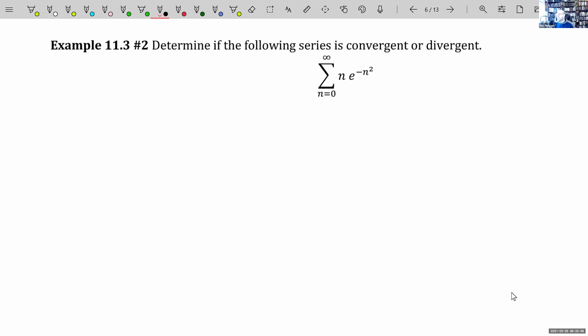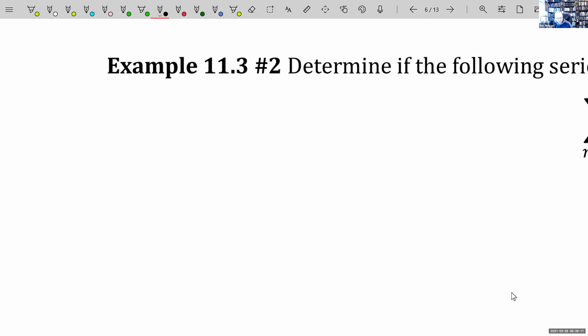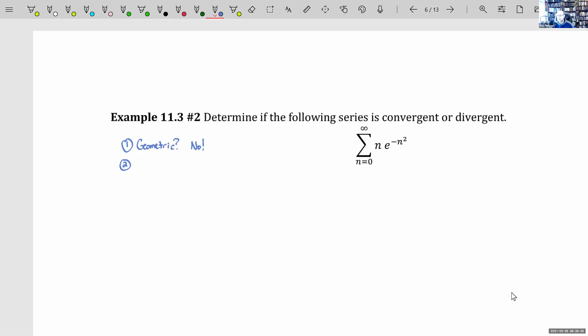All right, determine the convergence or divergence of the following series. Again, I'm not asking you to tell me what it converges to. I'm just saying, is this convergent or divergent? Well, again, you should list out, maybe off to the side here, your methods so far. Is it geometric? The answer to that is no. I suppose you could ask, is it telescoping? It's totally not telescoping, so I'm not going to bother with that.